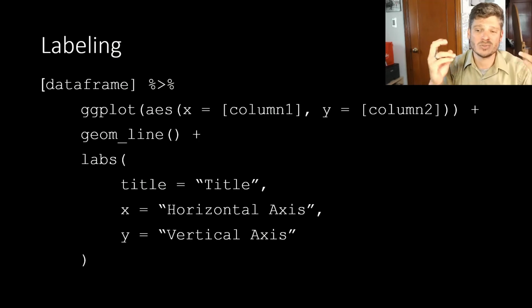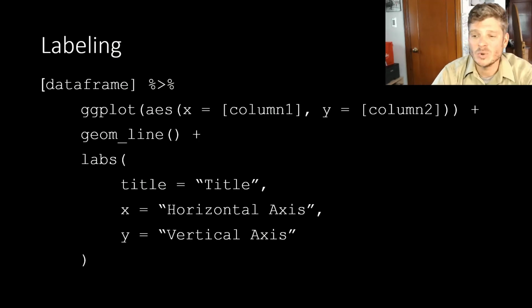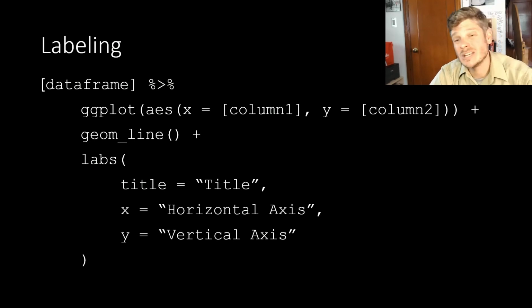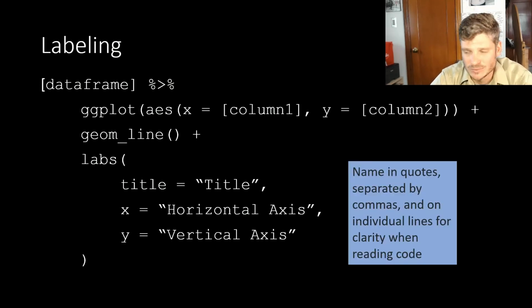And again, in quotes, comma, and then y equals, and then whatever you want to name your vertical axis, and again, in quotes. And again, notice how each one of those are separated by a comma, right? Each separate idea gets separated by a comma. Whatever you want to be printed is going to be in quotes. And again, you have titles, x, y. Like I said, you can also add sources and subtitles and as much as you really want. All right, so again, names in quotes, separated by commas, individual lines for clarity when reading the code.